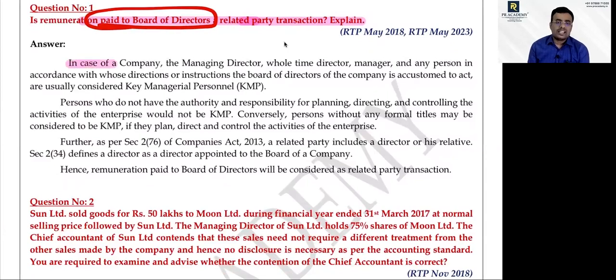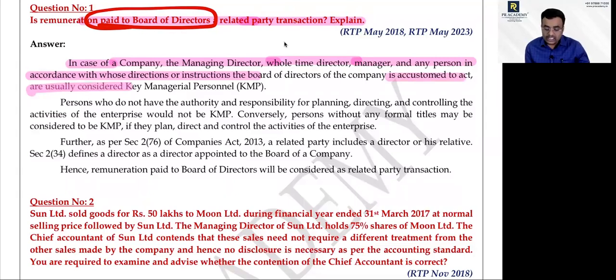Because he is a KMP. He is a KMP only, no? Yes, sir. The company managing director, whole-time director, manager, or any other person in accordance with whose directions or instructions the board of directors is accustomed to act is usually considered a KMP. These people, what do we call them? We call them KMP. So if there is a KMP, it is automatically related, right? Yes, sir.